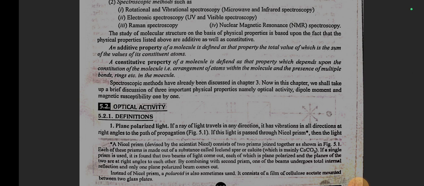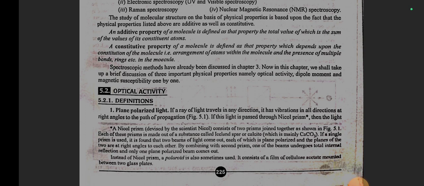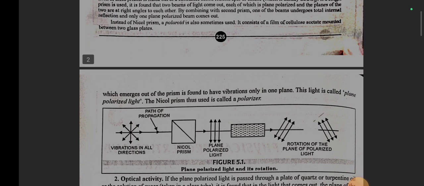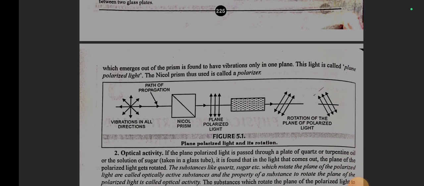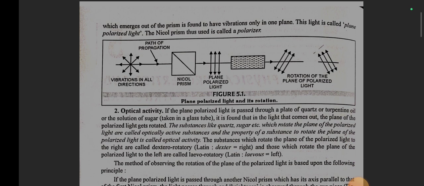Optical activity. Definitions. 1. Plane polarized light. If a ray of light travels in any direction, it has vibrations in all directions at right angles to the path of propagation. If this light is passed through a Nicol prism, then the light which emerges out of the prism is found to have vibrations only in one plane. This light is called plane polarized light. The Nicol prism thus used is called a polarizer.